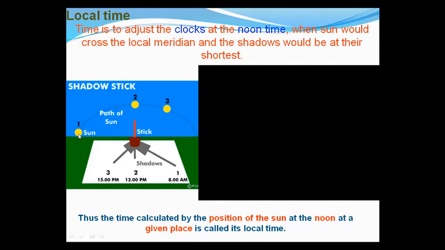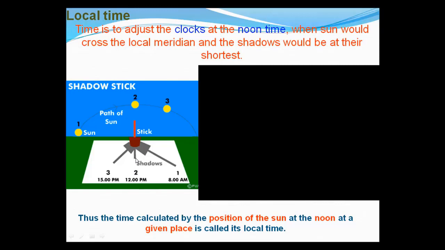When the sun position changes from 1 to 2, as you can see, it is exactly over the stick, overhead or zenithal position. The shadow of the stick will be a little bit shorter. It will be around 12 p.m., which is the noon time.